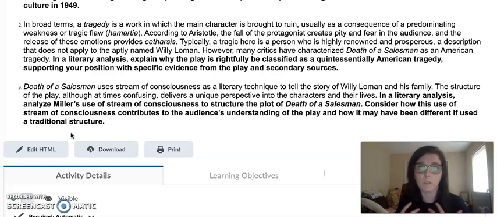But it's a hard prompt, because you would have to draw so much from your research and your own understanding of what it means to be an American, on top of your understanding of a tragedy. But it has been done, and students have written beautiful work from this prompt too. All right, that's number 2. Let's look at number 3.